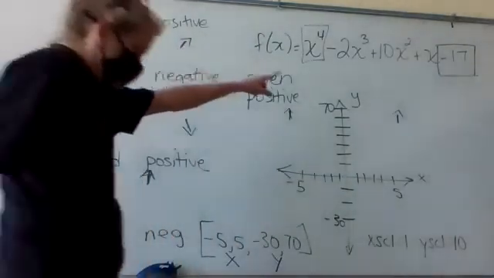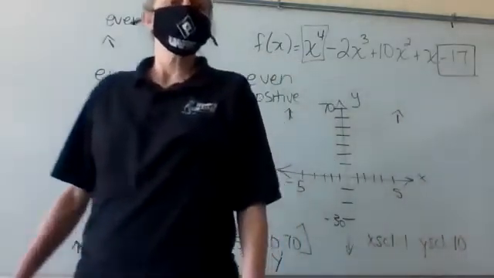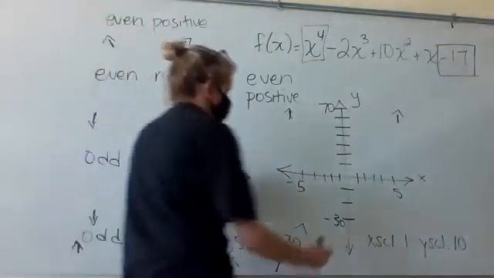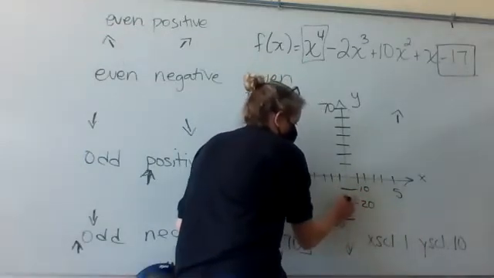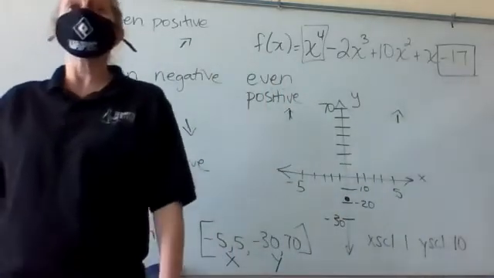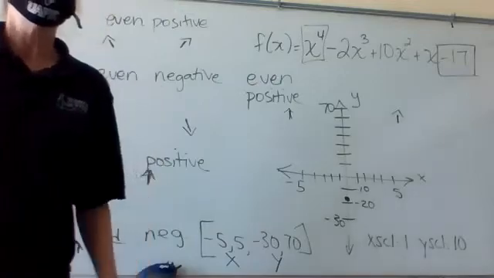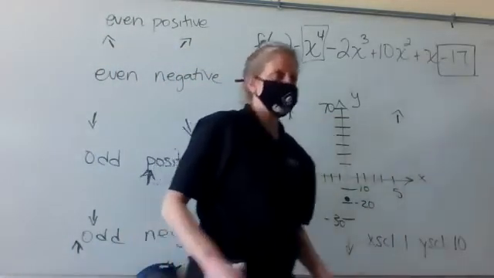My y-intercept is at -17. So here's -10. There's -20. So it's across the y about right there. That's your distinguishing feature between the two different graphs that have the right end behavior.